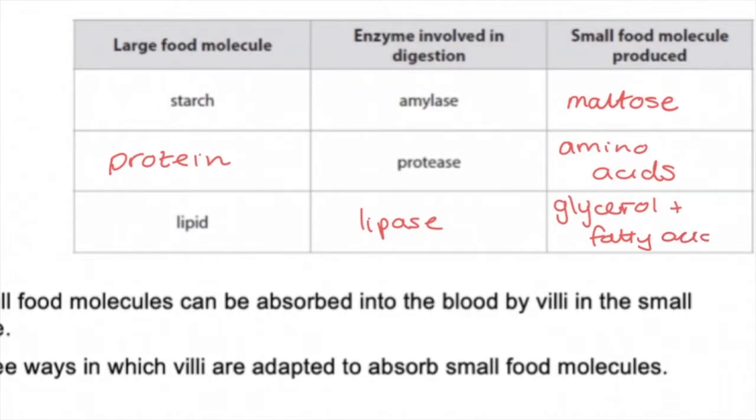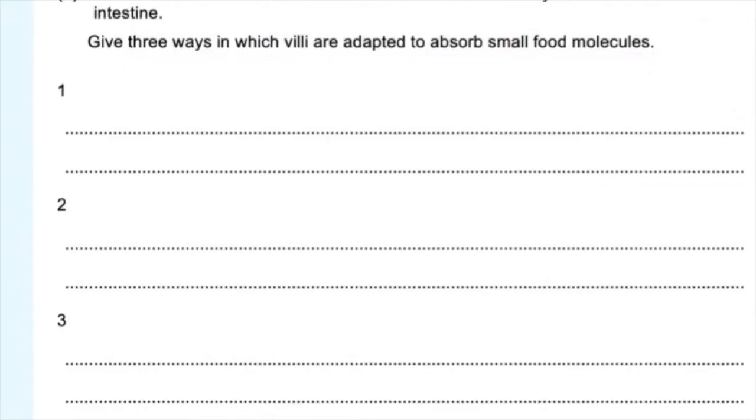Part B then. The small food molecules can be absorbed into the blood by villi in the small intestine. Here there are 3 marks awarded. Give 3 ways in which villi are adapted to absorb small food molecules. Can you remember the diagram of the villus and how it is adapted for absorption of food from the ileum? First of all, it gives a large surface area to increase the rate of diffusion. And if you remember, the surface area is further increased by microvilli.